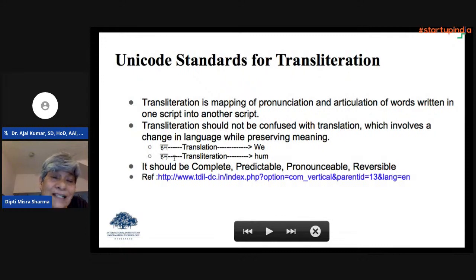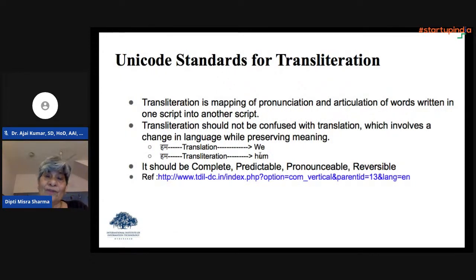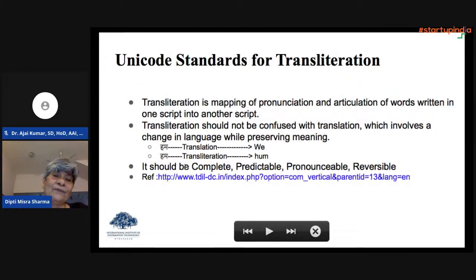So now transliteration itself is not a very trivial task, because how do you render something written in Devanagari in Roman so that it still remains true to its original form? So that also is a challenging task, and there also, what is important is that whatever one develops, these standards should be complete, predictable, pronounceable, and reversible, as I said.